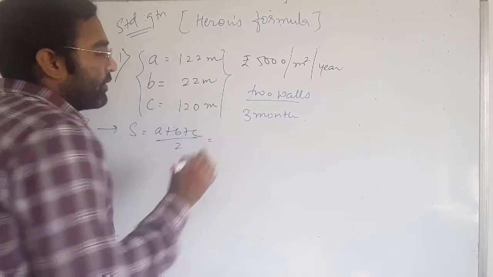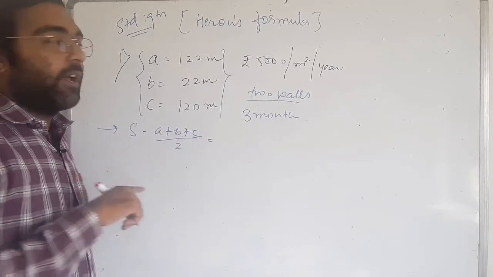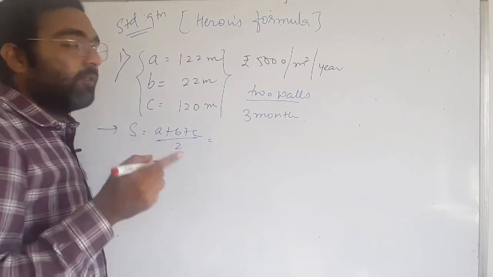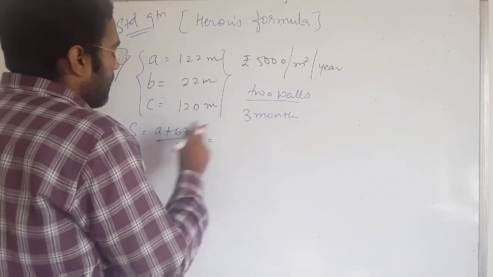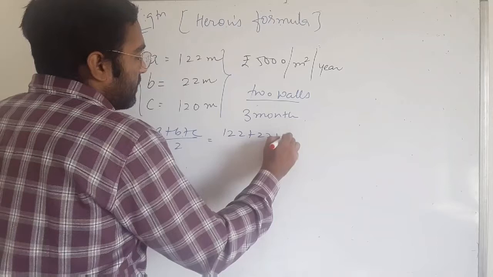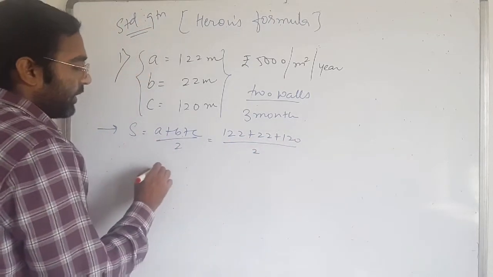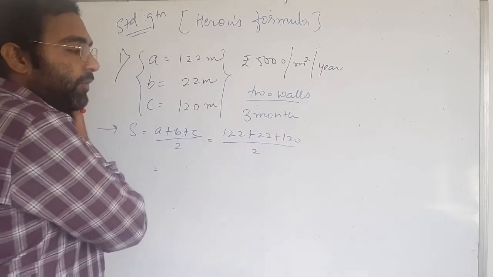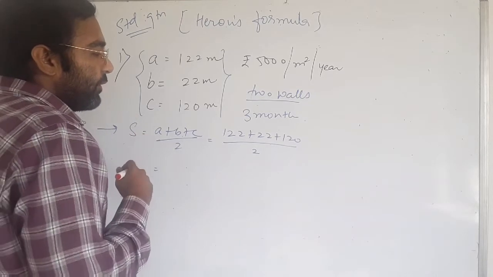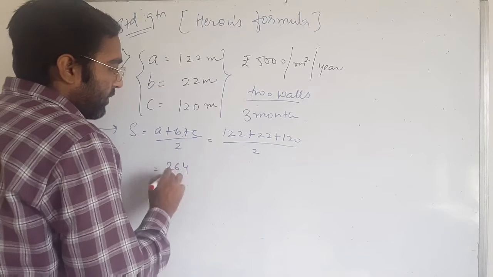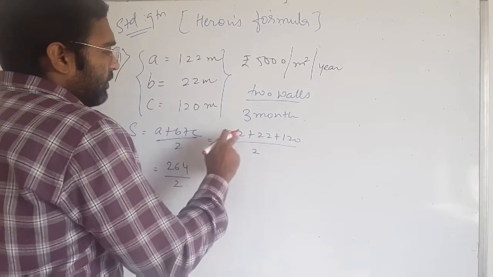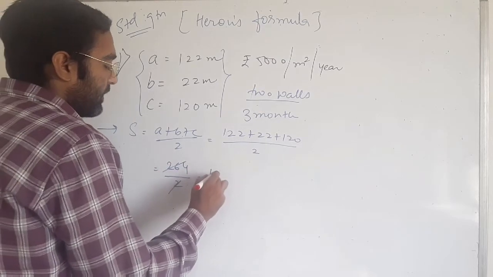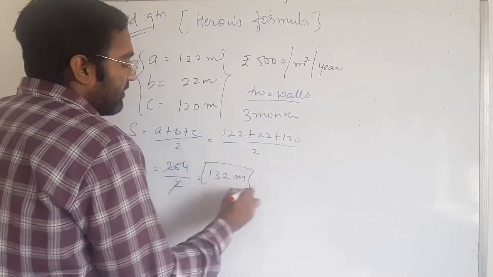Students, please see first how I do this sum, and after that I'll give you time to copy it. S is 122 plus 22 plus 120 by 2. 122 plus 22 is 144, 144 plus 100 is 244, 244 plus 20 is 264. 264 by 2 is 132. So my semi perimeter is 132 meter.